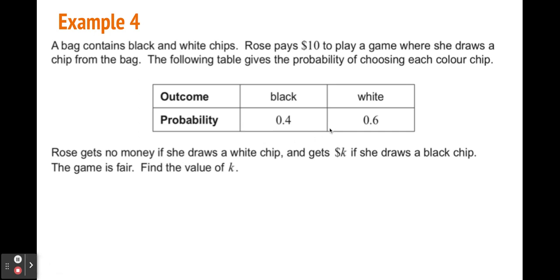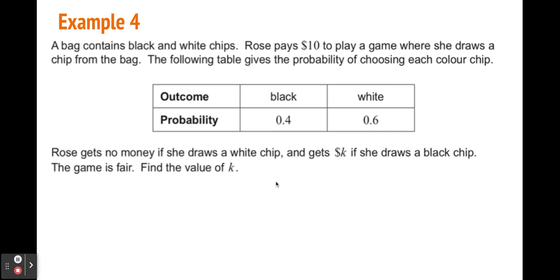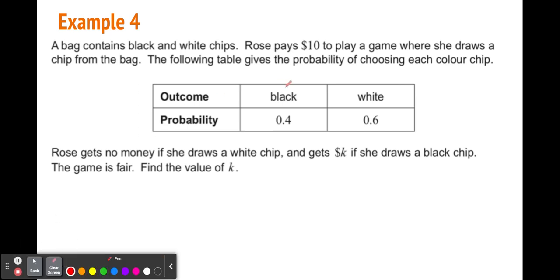Okay, I'm going to use the probabilities here and create a probability distribution table. So the first thing that we're going to look at is what are the outcomes. We know the probabilities, and now let's talk about their outcomes. We're told that she pays $10 to play, and then she's going to get no money for the white chip. So there's 2 ways of doing this. I'm going to do it the first way, and then I'll explain the second way.